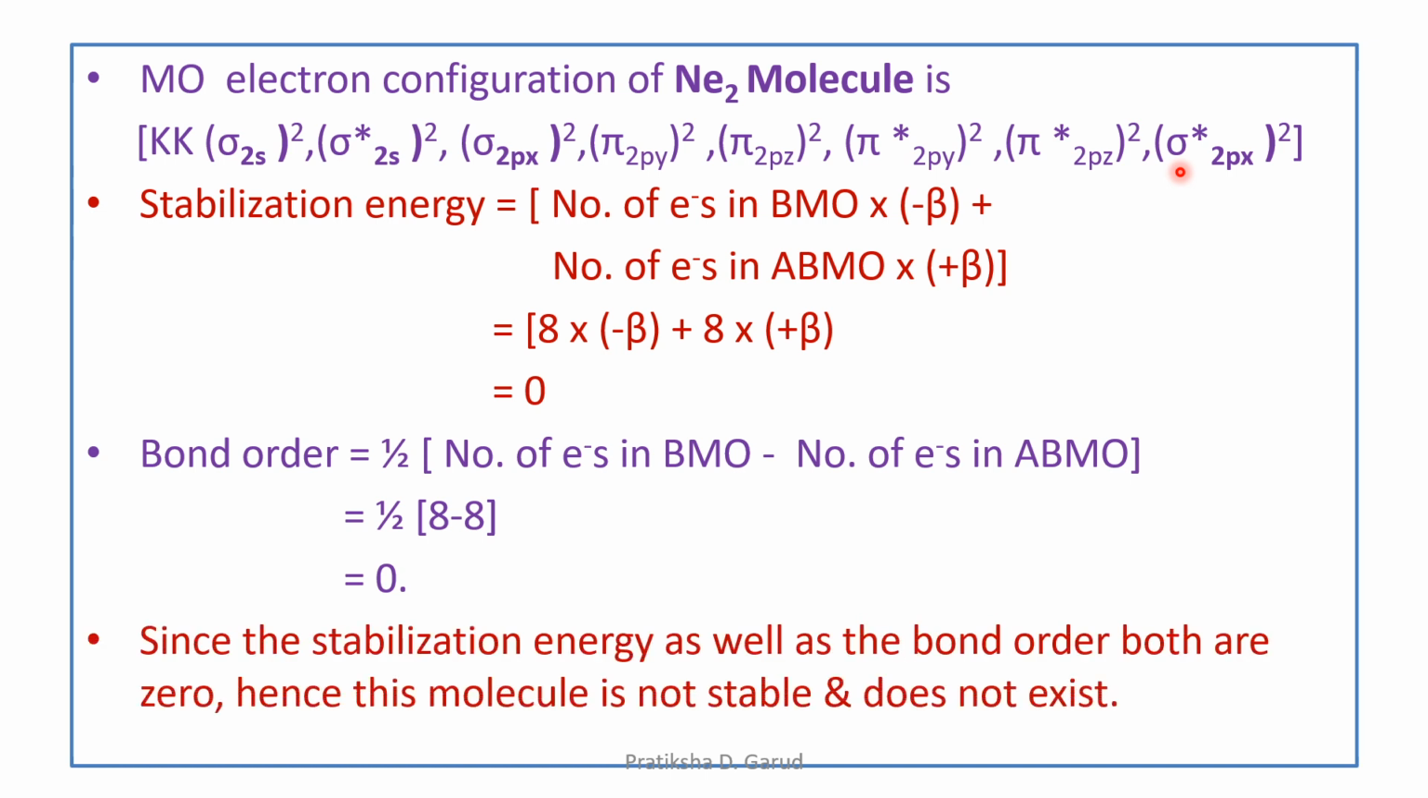So we can say that since the stabilization energy as well as the bond order are both zero, this molecule is not stable and it does not exist. So this is regarding the Ne2 molecule. Here we have completed the MO energy level diagram for the second row of the periodic table.